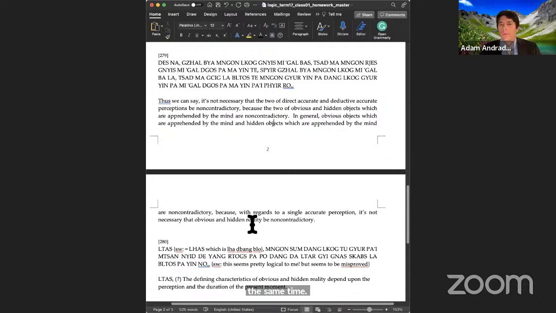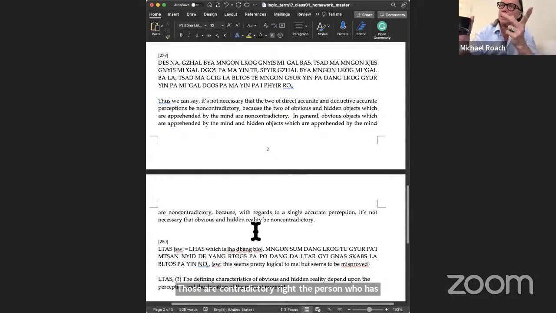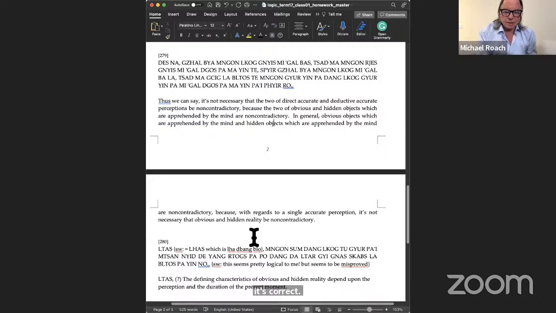The person who has eyeballs doesn't have to use logic to see the red. The person who's blind cannot use their eyeballs to see the red. Okay, the perceptions are contradictory, but the levels of difficulty are not contradictory. Cool. In general, obvious objects which are apprehended by the mind and hidden. With regards to a single accurate perception, it's not necessary that obviously be non-contradictory. Yeah, okay, good. I like that. It's correct. It was correct in the first place. Okay. Let's go to the second sentence.